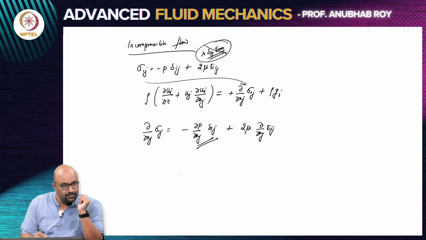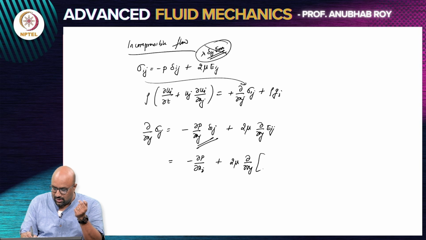The first term, which is ∂p/∂xj δij, becomes minus ∂p/∂xi, because when δij acts on ∂xj, the j gets replaced with i. For the second term, we need to write down what is eij. So, eij would be half (∂ui/∂xj + ∂uj/∂xi).